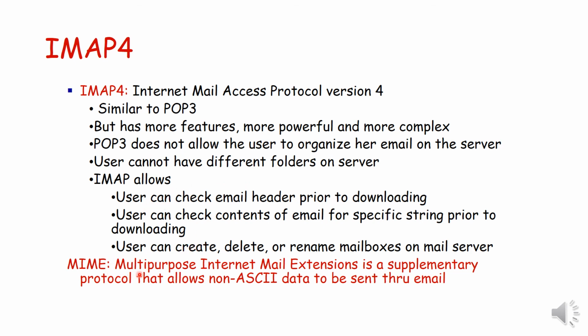Then MIME, Multipurpose Internet Mail Extensions, is a supplementary protocol that allows non-ASCII data to be sent through email. For example, now we are able to send email by attaching videos, audios and pictures, etc. And these are multiple data types, hence multipurpose internet mail extensions. MIME helps to download and upload email of non-ASCII data like pictures, audio, etc.